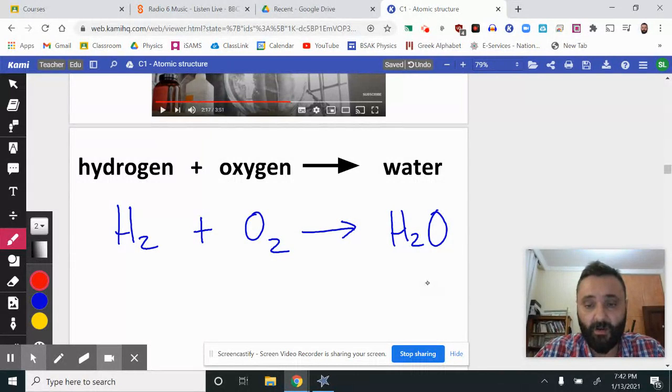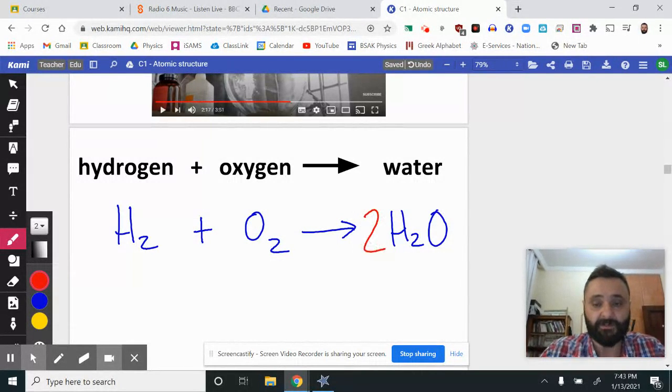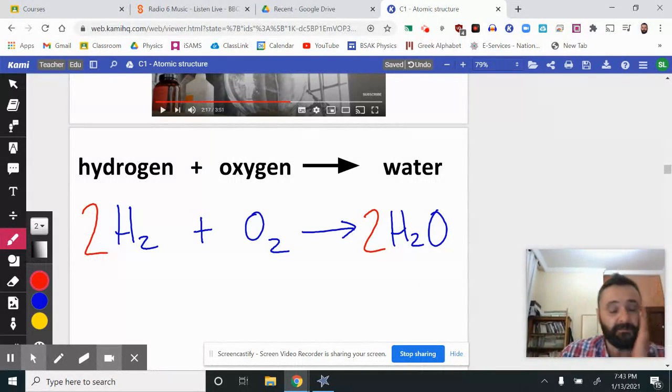So we need to double up on the water. Like I said, we can't just put a 2 there because that makes a completely different compound. That is actually hydrogen peroxide, which is completely different to water. We can't do that. We can only, if we want 2 oxygens on the right, we've got to have 2 lots of water. Okay? What have we done with 2 hydrogens now? We've now got 4 on the right. So, double up on the hydrogen.